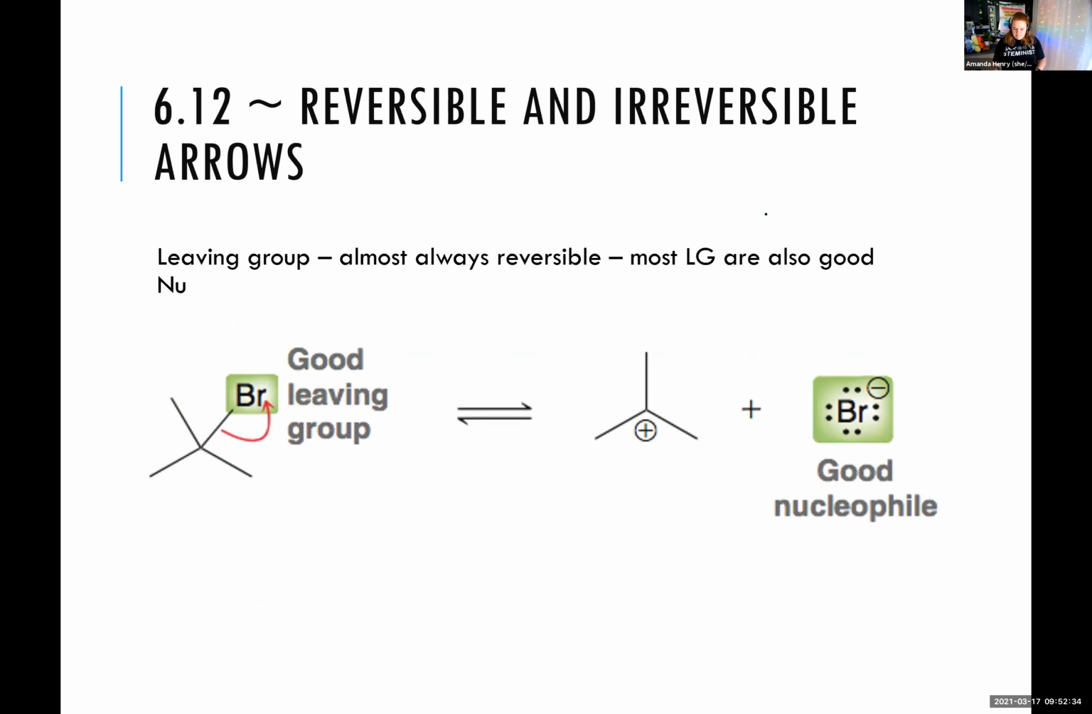This is the same statement. Loss of a leaving group is going to be a reversible reaction if our leaving group is a good nucleophile. So it's the same thing that the last slide said, just in reverse order, because now we're focusing on the leaving group itself. So if the leaving group is also a good nucleophile, then it will be reversible. And again, you don't need to know what makes a nucleophile a good nucleophile or a bad nucleophile yet. That's a big topic in chapter 7.